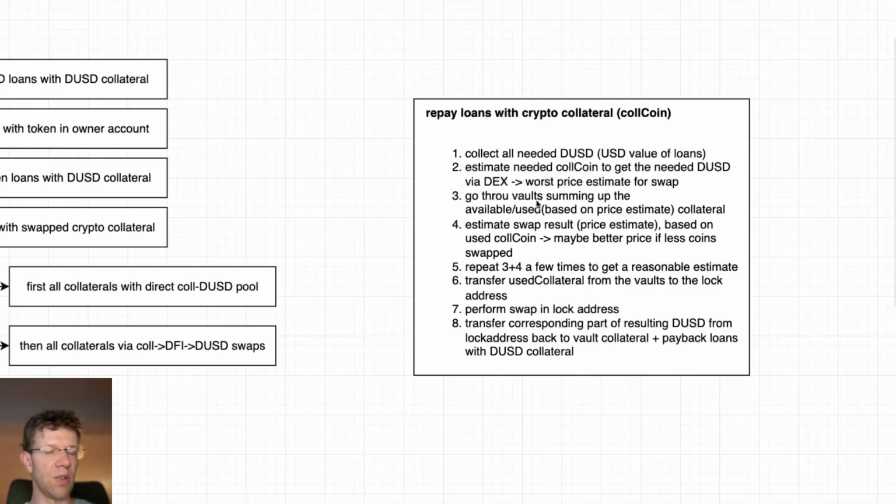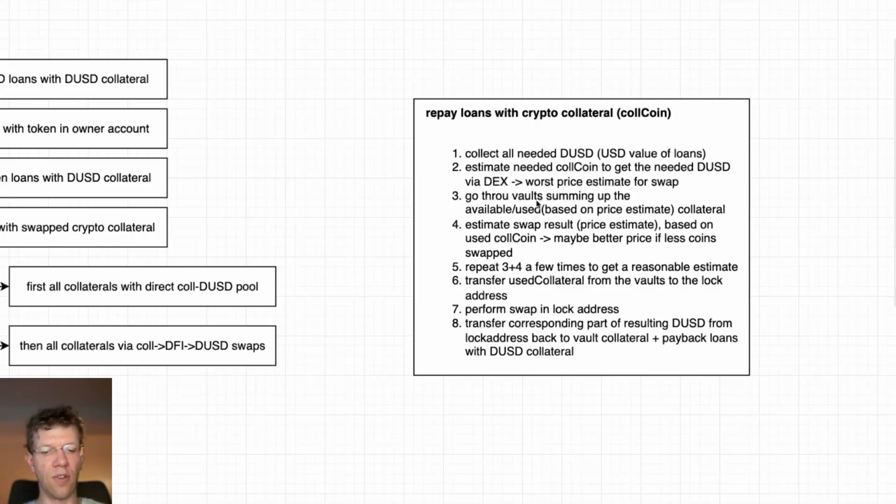Now I have the estimated collateral that I put in with the worst price. I swap it in, or simulate the swap, and get a better price likely now, because I get less collateral than I would have before. Then I do that again, sum up the now needed collateral, and iterate a few times over this process to get a more reasonable estimate for the price. Based on this price, take the used collateral.